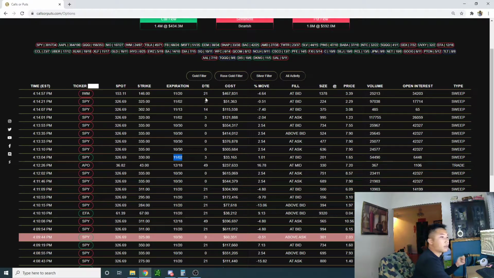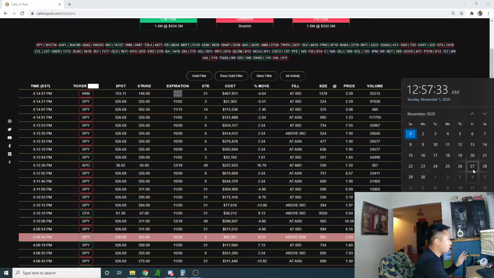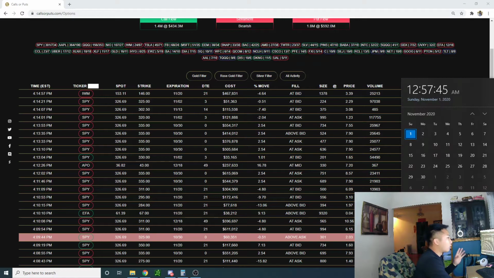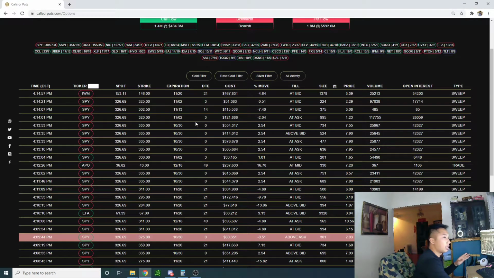DTE means days till expiration. So let's say this was posted on October 30th, the day this data was published. So days to expiration is 21 days, 3 days, 14 days, 49 days, or whatever the case might be.